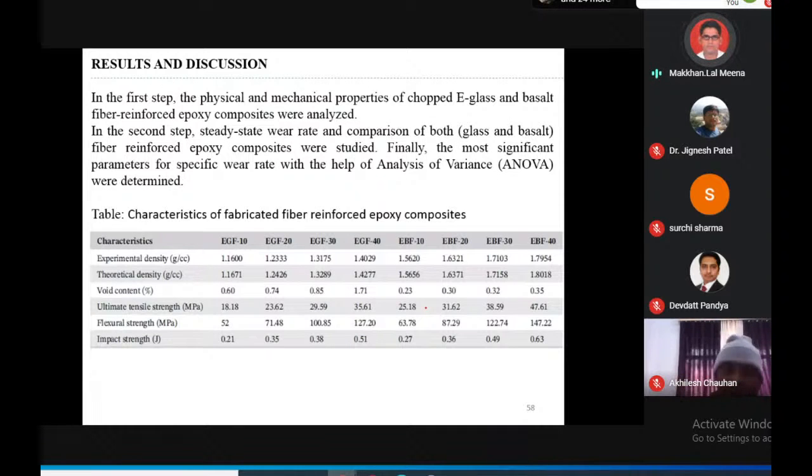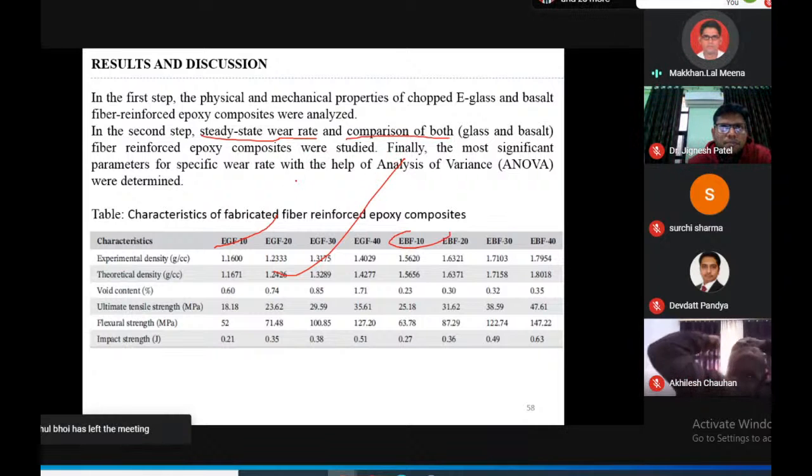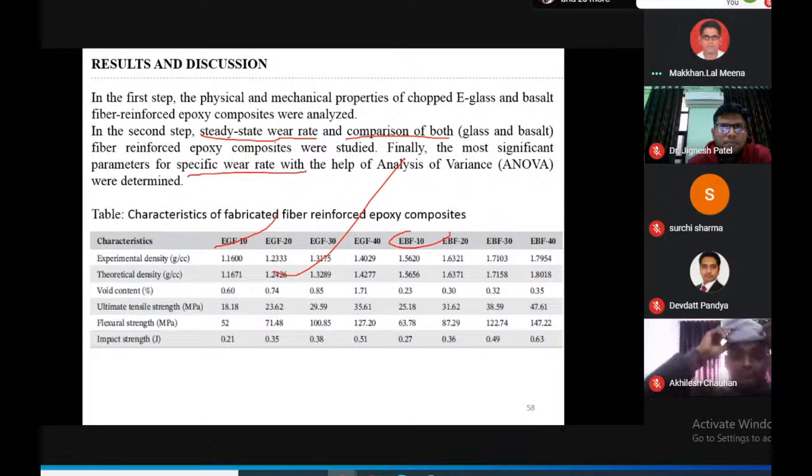Now the result and discussion of this case study. Basically, in this we compare the theoretical and experimental densities, void content, ultimate tensile strength, flexural strength, and impact strength of both glass fiber and basalt fiber reinforced composites, shown in this table. In the first step, the physical and mechanical properties of chopped e-glass and basalt fiber composite were analyzed; second is the steady state wear rate and comparison of both glass and basalt fiber; and finally the most significant parameter for specific wear rate was determined with the help of ANOVA.